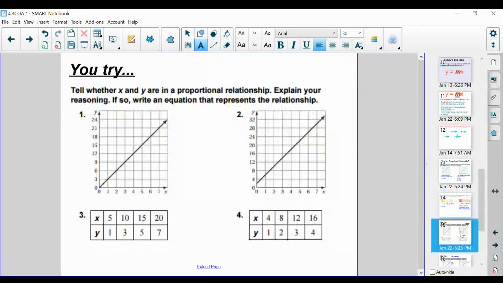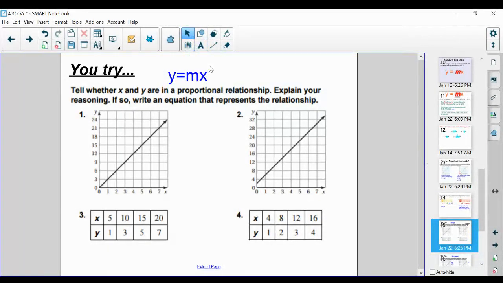Awesome. With this in mind, try out these 4 problems. Tell whether x and y are in a proportional relationship, explain your reasoning, and if they are, please be ready to write an equation that represents the relationship. Remember, we're looking for y equals mx, if we're able to find a proportional relationship. Try these out and resume when you're ready for the answers.